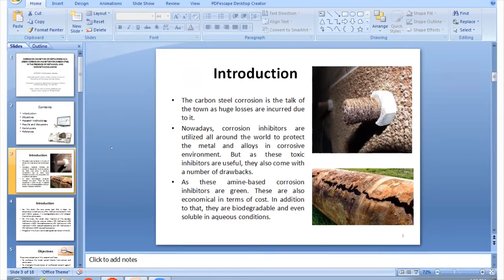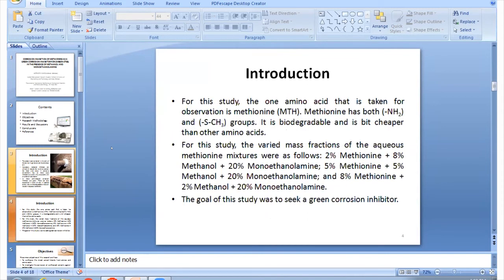In number, there are about 20 different amino acids, and the one that I've used in my research is methionine. Because methionine has both NH2 and SCH3 groups, it is biodegradable and cheaper than other amino acids, so it is more feasible for the industry. And due to the sulfur atom inside the methionine, the inhibition efficiency increases.